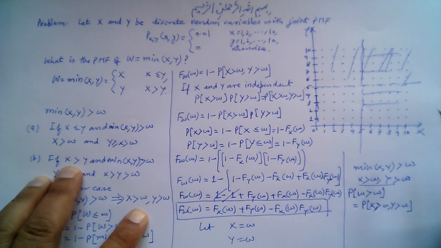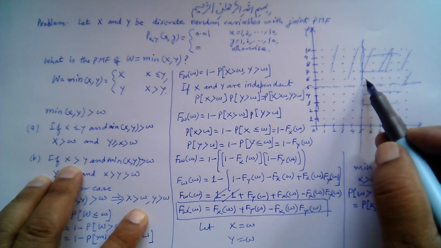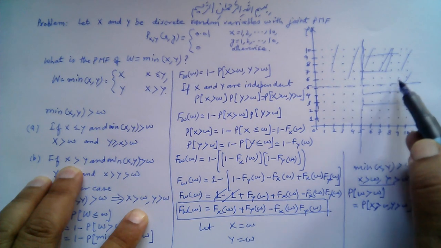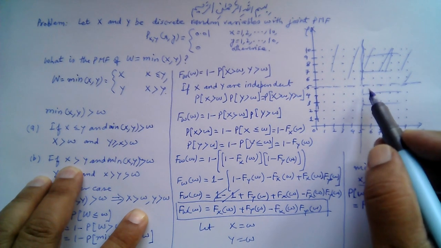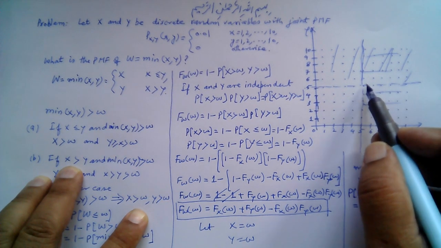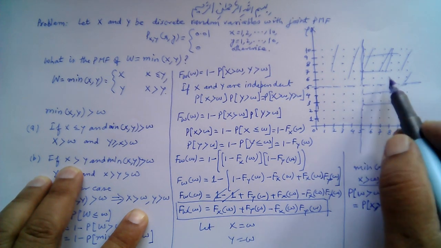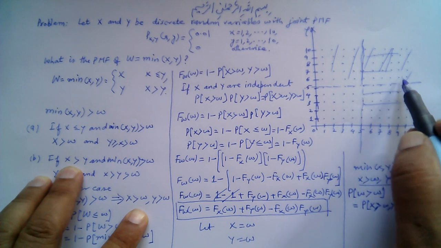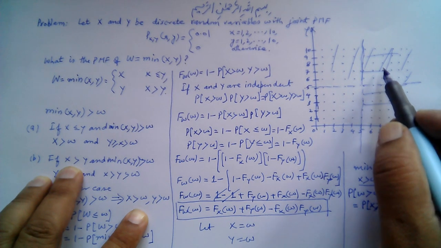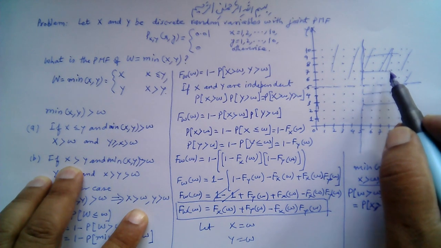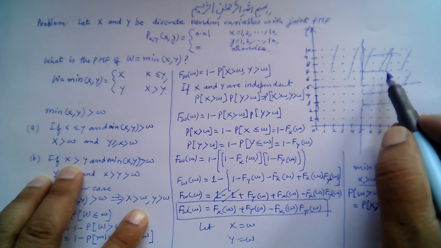So this probability can be calculated by summing all these probabilities here, right? So we need to find out the number of entries in this row and the number of entries in this column, to multiply them together to find the total number of entries, and then multiply by the probability of each entry, each point, to calculate the entire probability.